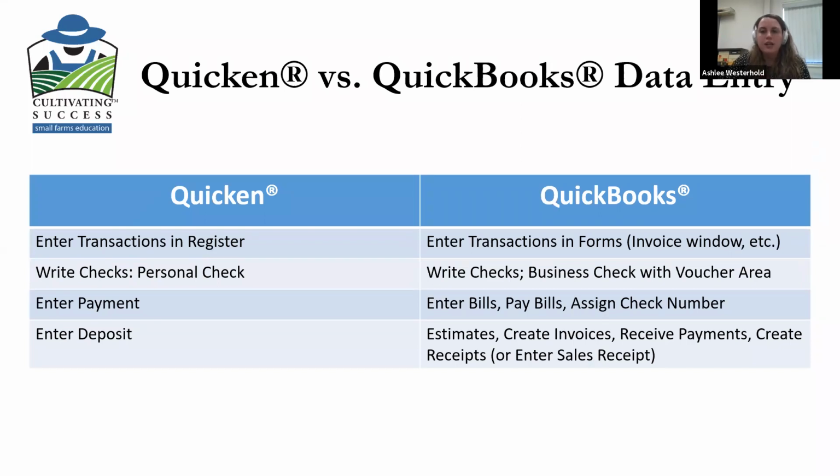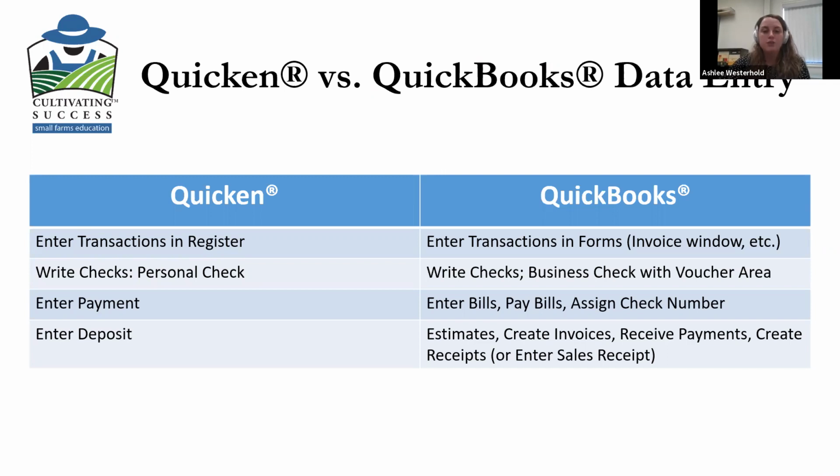So how are they when it comes to data entry? I know a lot of us don't like to spend a lot of time on the computer, especially after a long day of work. Maybe you were out all day and the last thing you want to do is enter all the receipts and enter this data. And it's so hard to get producers or growers into the office and actually have them enter the financial aspects or enter data. Well, in Quicken, you enter transactions into a register, whereas in QuickBooks, you enter transactions into forms, say an invoice window, etc.